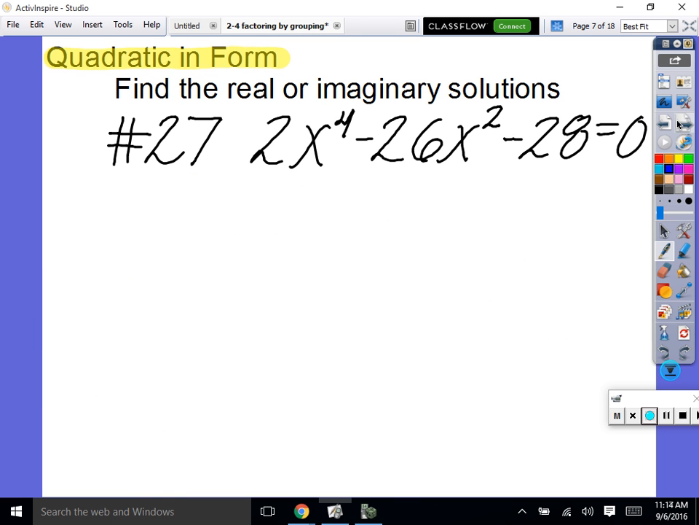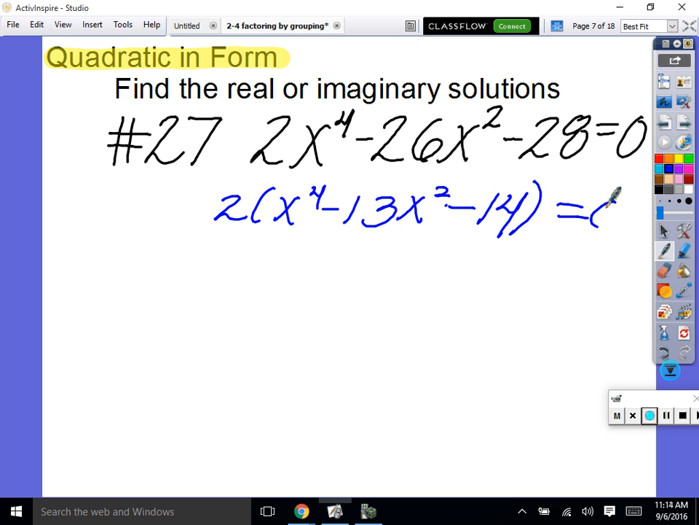Okay, here we go. Let's do a 27. So we have 2x to the 4th minus 2x squared minus 28 equals 0. Once again, you always check, is there something in common that I can divide out or pull out first? 2. Let's factor out a 2. So we factor out a 2, left is x to the 4th minus 26 x squared, not minus 26. 26 divided by 2. Minus 13x squared and then minus 14 equals 0. We're going to ignore the 2 for a second, and we're going to make a u substitution.